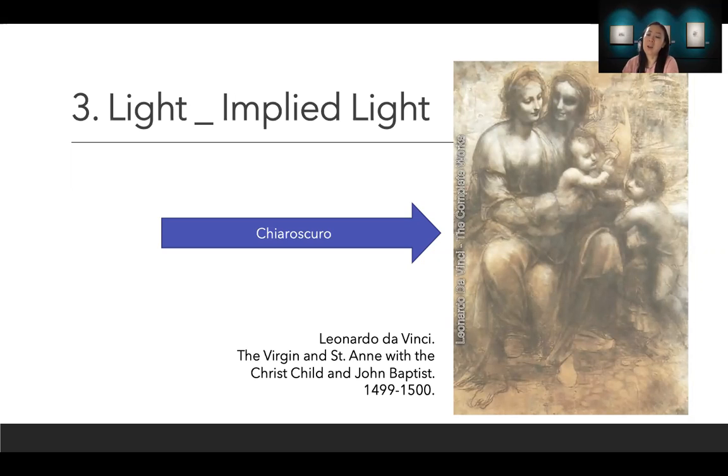And with chiaroscuro, artists employ value, lights and darks, to record contrast of light and shadow in the natural world. Contrasts model mass for our eyes. And one of the great masters of chiaroscuro was Leonardo da Vinci.